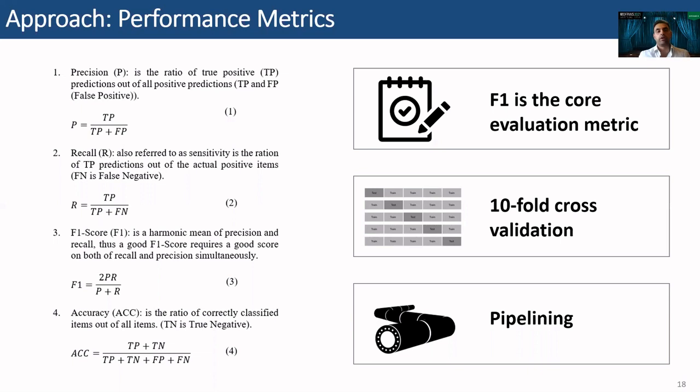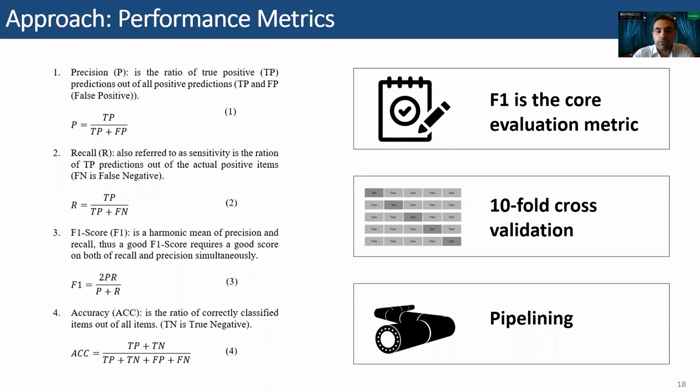A low recall basically means that we are leaving a lot of important files unmarked, and this will also create an issue for examiners. F1 score is the harmonic mean of precision and recall. Thus, a good F1 score requires a good score on both recall and precision simultaneously.